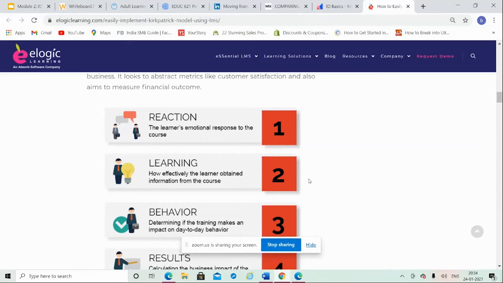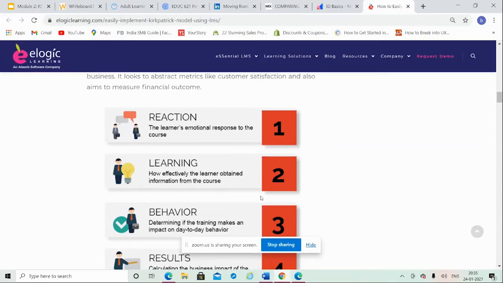It talks about four things. Number one is reaction, the learner's emotional response to the course. And this is not about building the course; it is about evaluating how the learner's emotional response was for the course. I felt happy, I did not like it, those kind of things. Number two is how effectively the learner obtained information from the course. This is about the course content, how the course was designed, was the content relevant, everything related to the course.